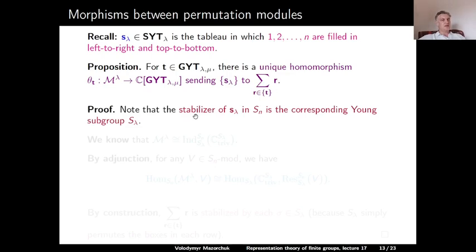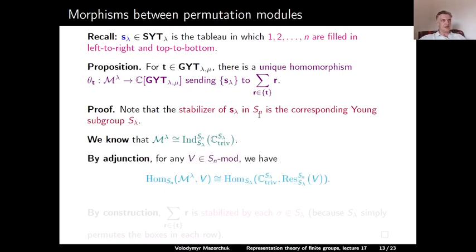Proof: note that the stabilizer of S lambda in Sn is, directly from the definition, the corresponding Young subgroup S lambda. So we know that the permutation module M lambda is isomorphic to the induction of the trivial S lambda module from S lambda to Sn. By adjunction, in other words, by Frobenius reciprocity, for any Sn module V, we have the isomorphism between the space of all Sn homomorphisms from M lambda to V and the space of all S lambda homomorphisms from the trivial S lambda module to the restriction of V from Sn to S lambda.